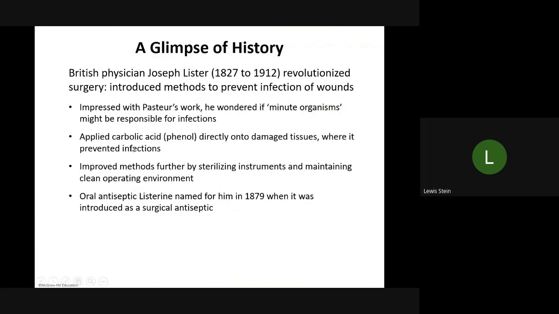I'll give you the history of it. In the old days it was called carbolic acid. It was really a cleaning solution. Phenol is something you meet if you did chemistry in the lab, in organic chemistry. You have aliphatics and aromatics. Aromatics because they smell, and phenol is a classic aromatic. It was applied directly on damaged tissues, where it prevented infections.